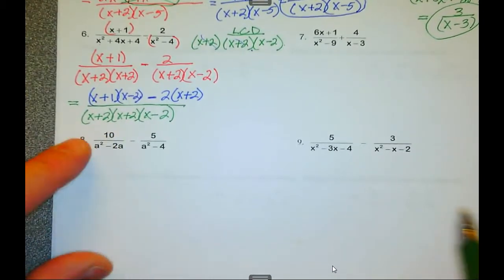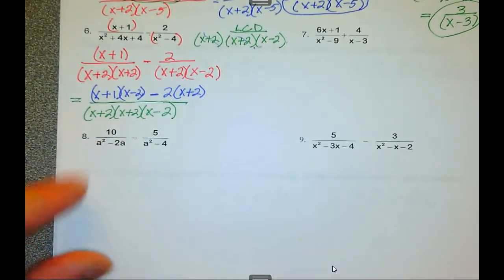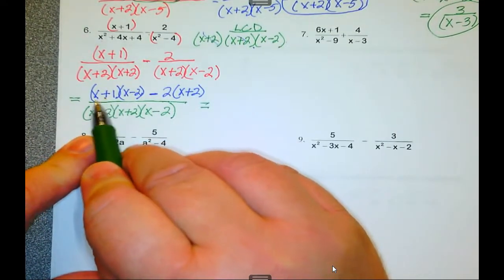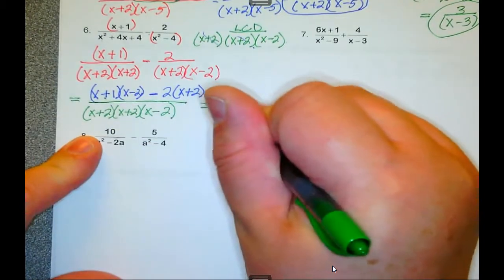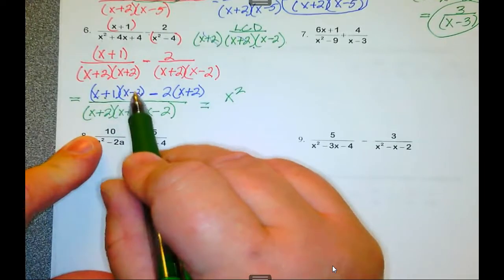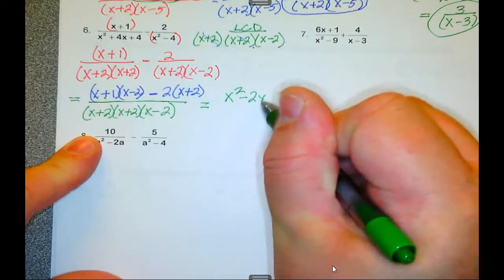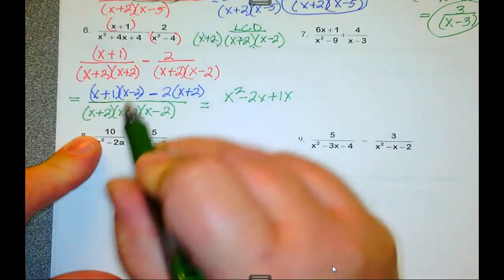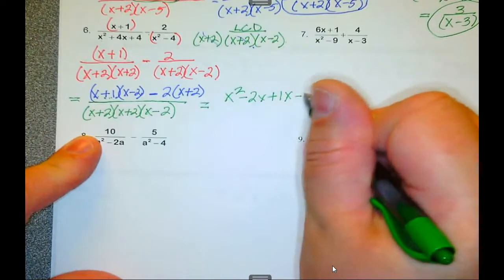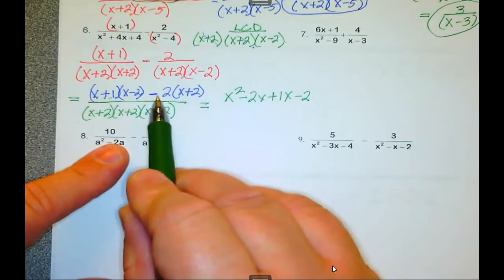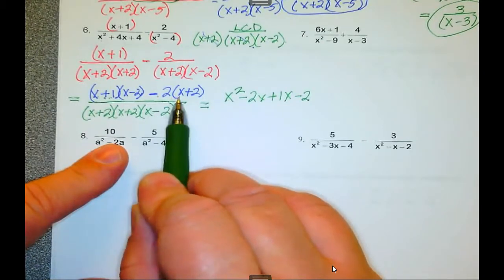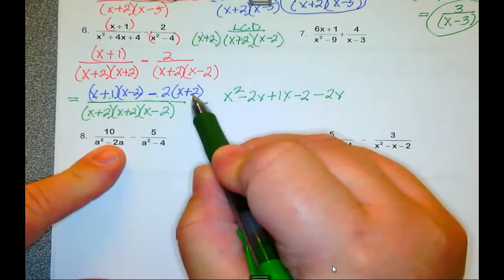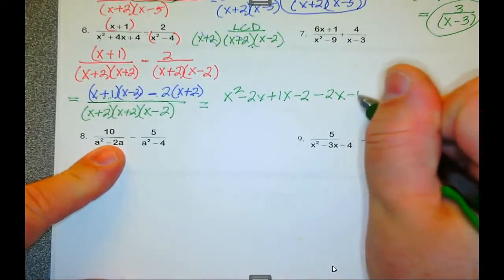Okay, so now we have to simplify this numerator, right? FOIL, right? X times x is x squared. X times minus 2 is minus 2x. 1 times x is 1x. 1 times minus 2 is minus 2. Distribute the minus 2. Minus 2 times x is minus 2x. Minus 2 times positive 2 is minus 4.